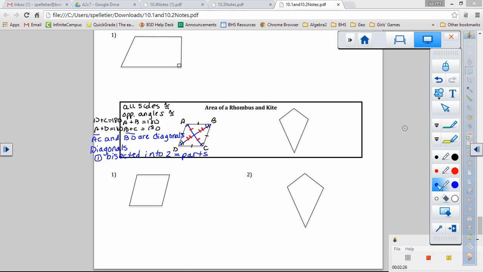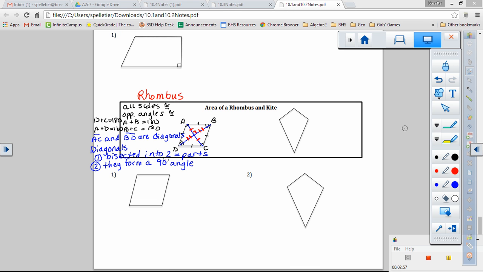The other thing about the diagonals that is important is that they form a right angle. So they form a right or a 90-degree angle. So that's also really important. So you're going to get a four-way intersection here of 90-degree angles. All four of those are going to be 90-degree angles, okay? So important information about the rhombus.